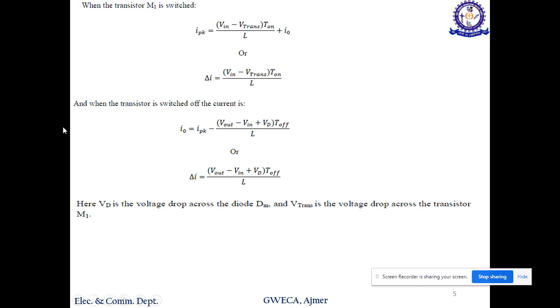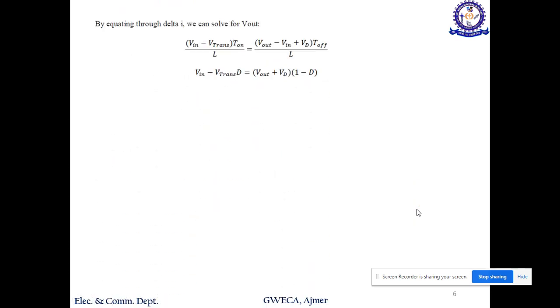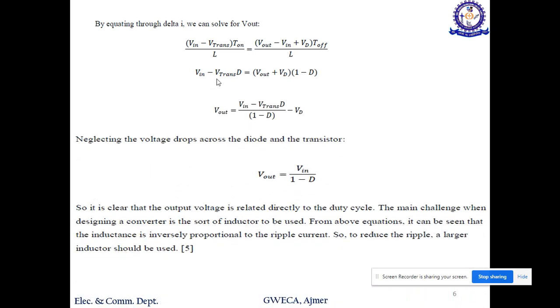After solving this, VD is the voltage drop across the diode D, and VT is the voltage drop across the transistor M1. So just equate both delta I. By equating both delta I, you will get this. And after solving, you get V out is equal to V in minus transistor drop into D, upon 1 minus D, minus VD. You can easily compute this.